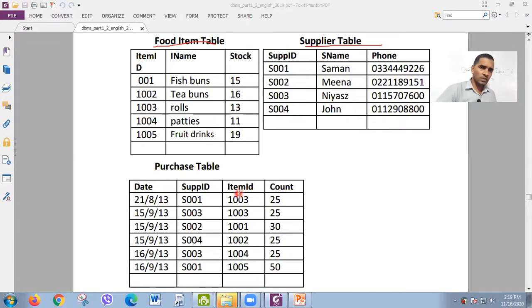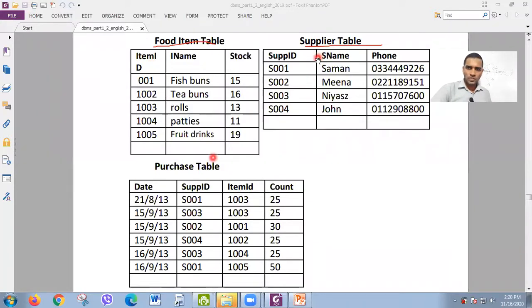I don't want to check the primary keys and foreign keys one by one. So item ID is the primary key in food item table, but here it is not the primary key. As you can see, it is repeated. So it is the foreign key. So this food item table is related to purchase table using these item IDs. So you can connect these two with the help of item IDs.